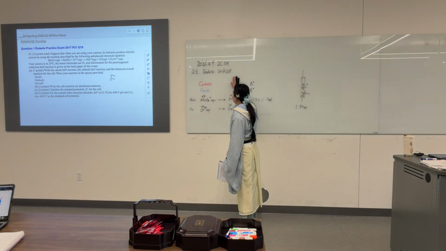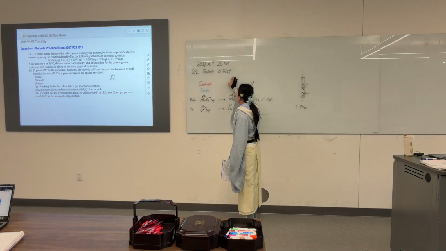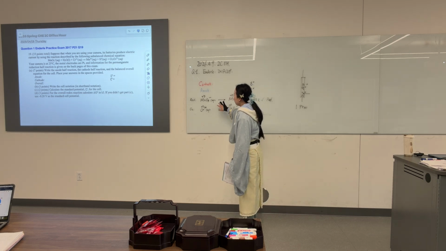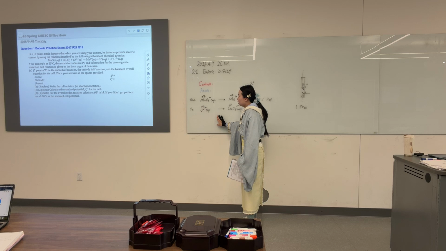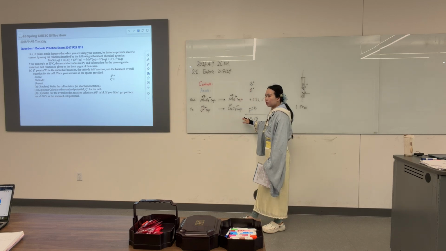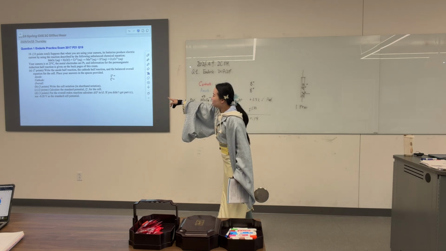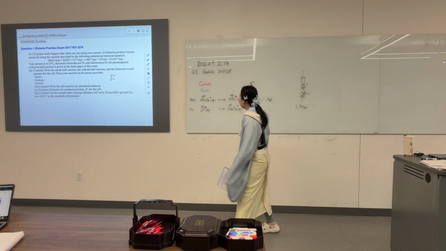Over the practice exam, year 2017, question 19, part B. So in part A, we have decided the cathode and anode. We have separated the half cell reaction for each part. I just did part C, by the way, because part C calculates the standard potential.